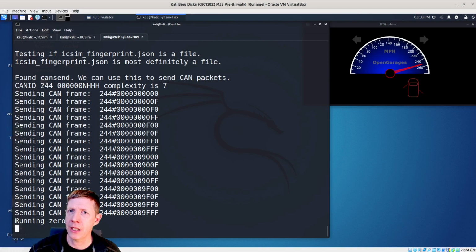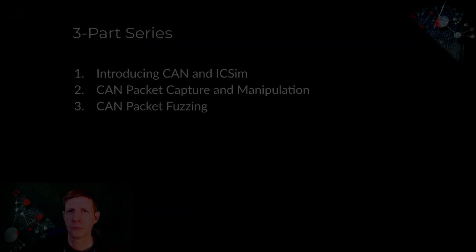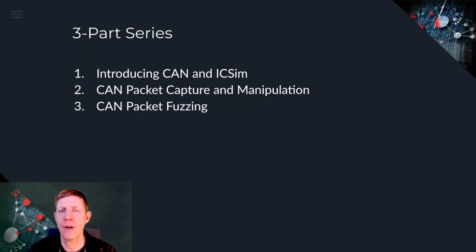And then at the end, what happens is it runs zeroize. It takes about 2 minutes for this fingerprint, but that runs 0 through every Can-ID, so that if, like what happened here, the speedometer was stuck up high, it runs 0 through all the Can-IDs to actually reset them all. And that was CAN packet fuzzing and a little bit deeper analysis on how the speedometer works inside of ICSim.